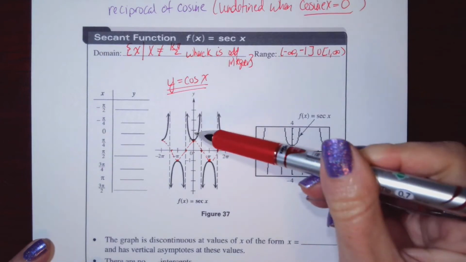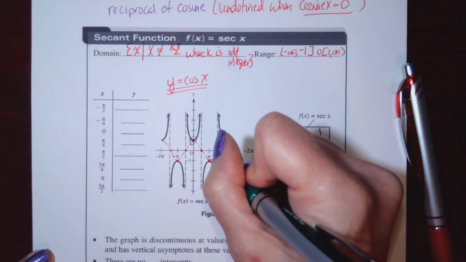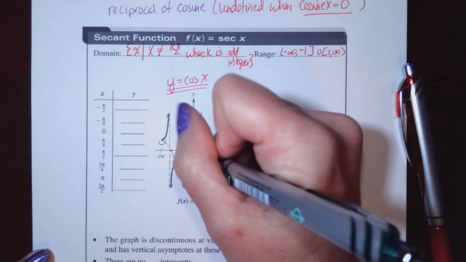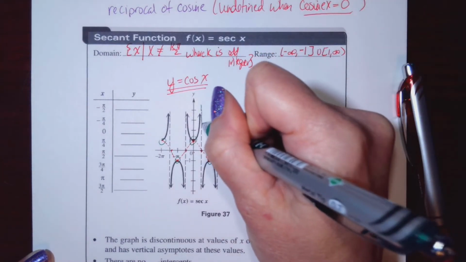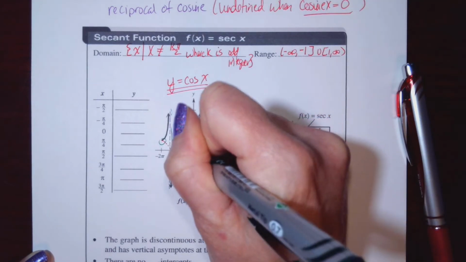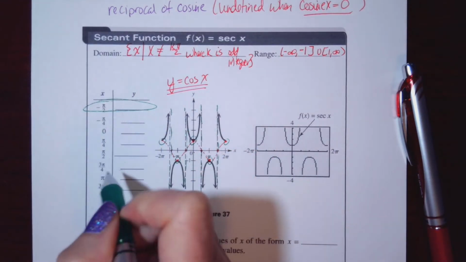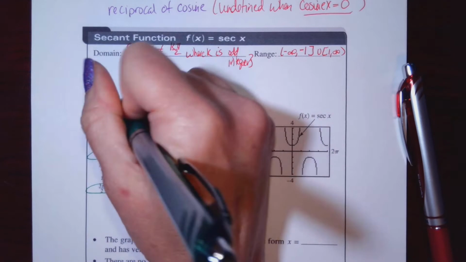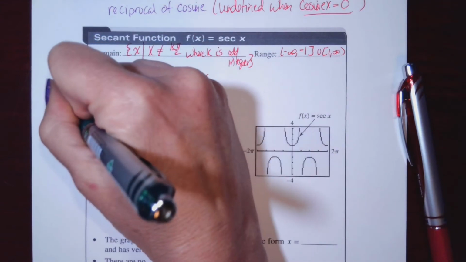Notice that my graph for my secant function builds off of the peaks and the troughs of my cosine function. And wherever I have a 0 for my cosine function, that turned into a vertical asymptote for my secant function. Because at those odd values of pi half, where cosine was 0, that's where secant is undefined. So that gives me a vertical asymptote.